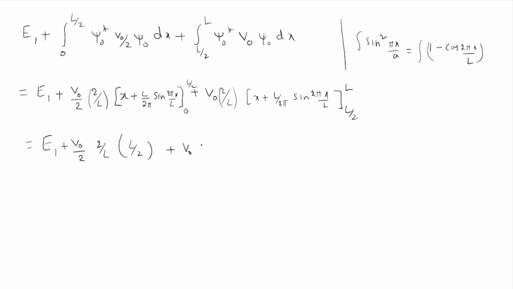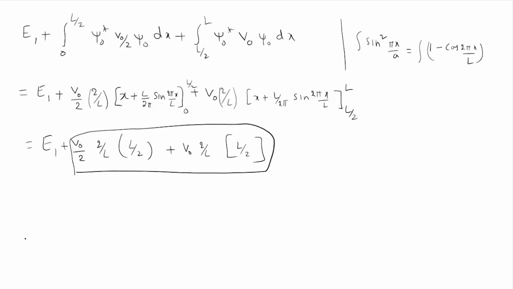This side V0, 2 by L. Here also sine goes to 0 on both ends. And nicely only x you have to bother. L minus L by 2 is L by 2. So this is what it is. That's it. So you figure that this is.